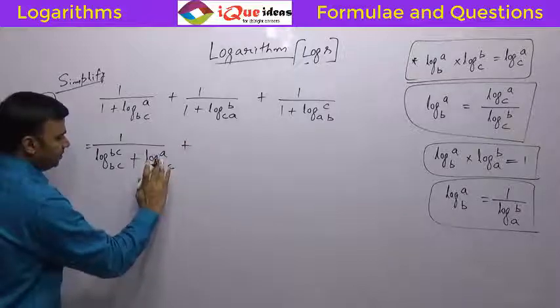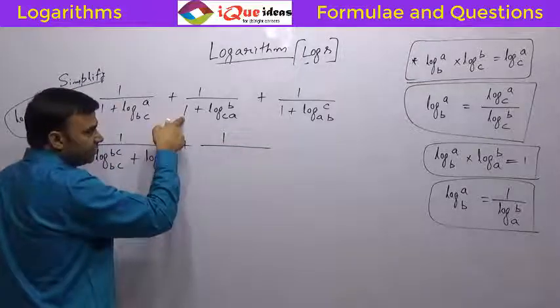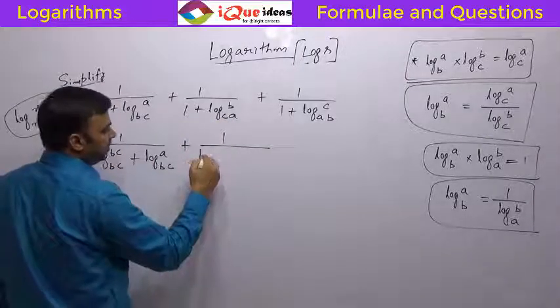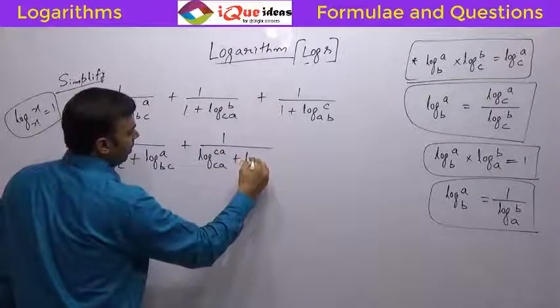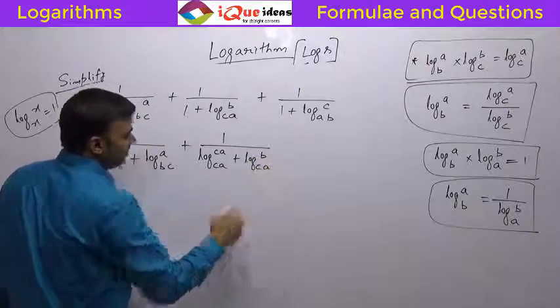Similarly, in the next one, it is 1 divided by. This one, because of this CA, can be written as log of CA to the base CA plus log of B to the base CA.